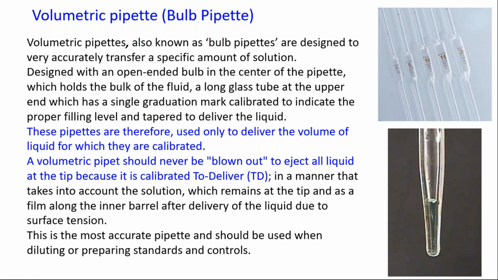So please remember that a volumetric bulb pipette, even if you see a small amount of the liquid, after allowing it to drain along the sides of the conical flask, it should not be blown out. If it is blown out, you will get error. So remember that in the volumetric to-deliver pipettes, that little bit of liquid remaining should always be left over there. This is very important in analytical chemistry.